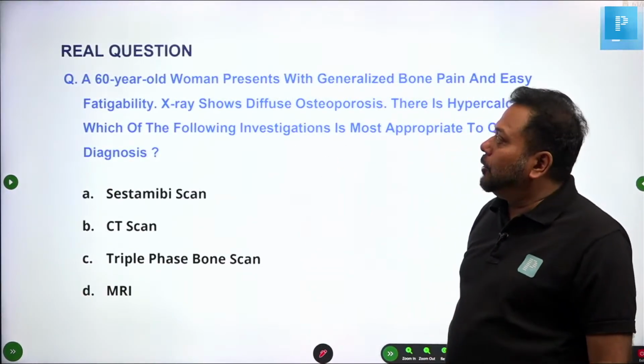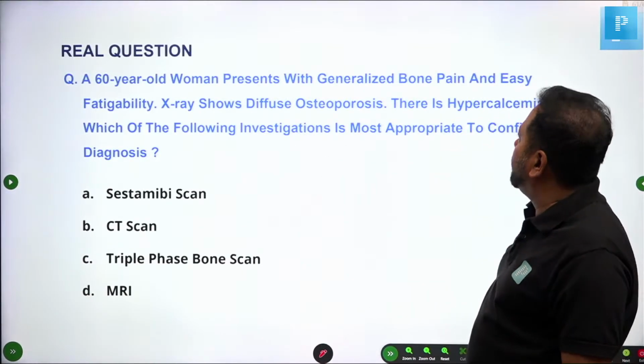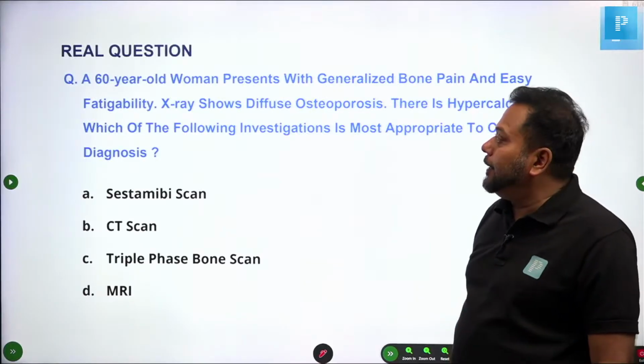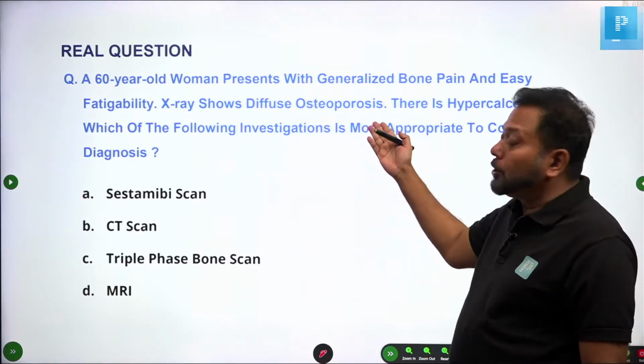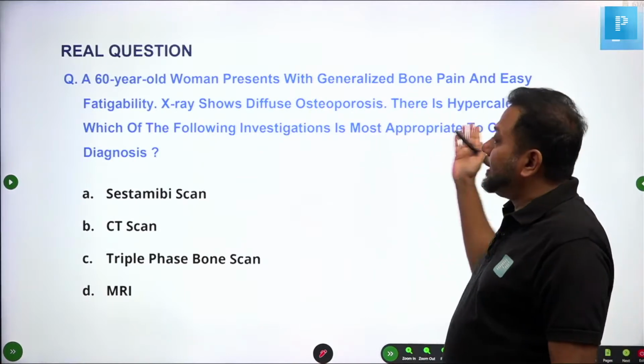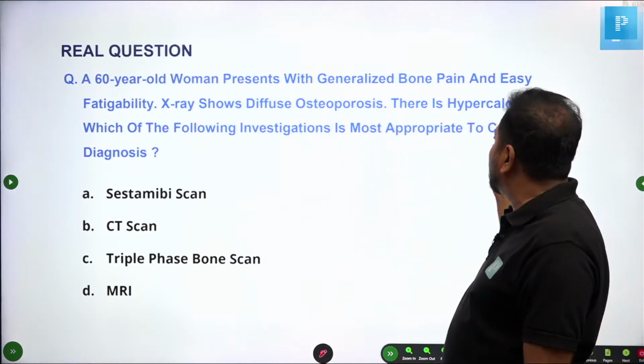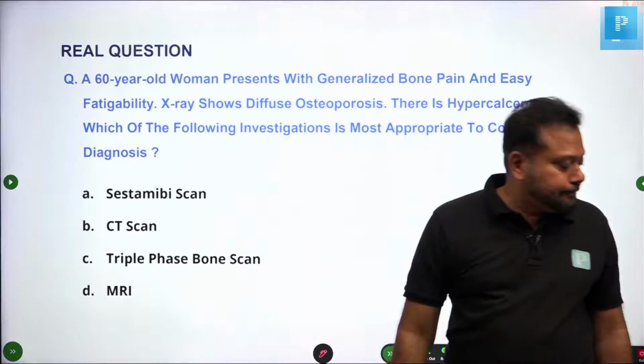A 60-year-old woman presents with generalized bone pain and easy fatigability. This is the latest Ini-Cet question. X-ray shows diffuse osteoporosis. There is hypercalcemia. Which of the following investigations is most appropriate to confirm the diagnosis?